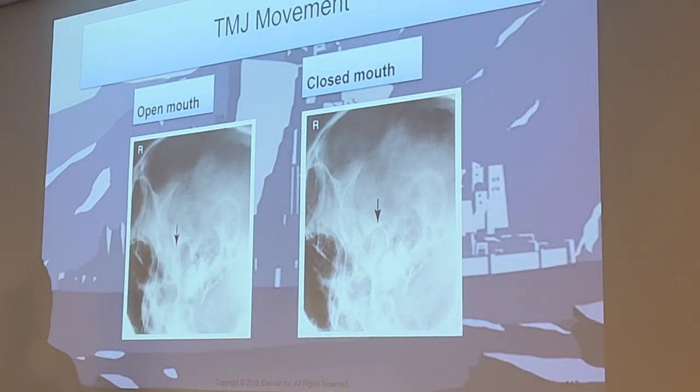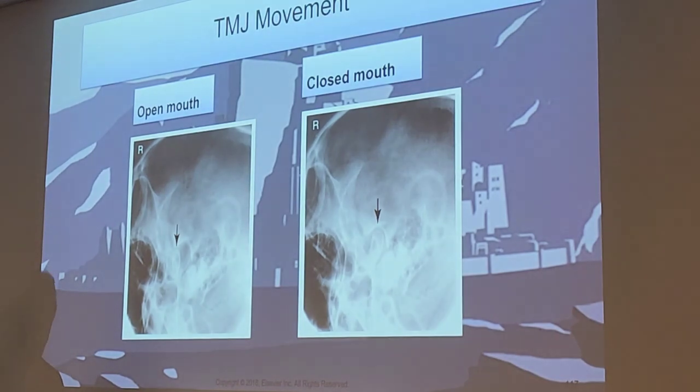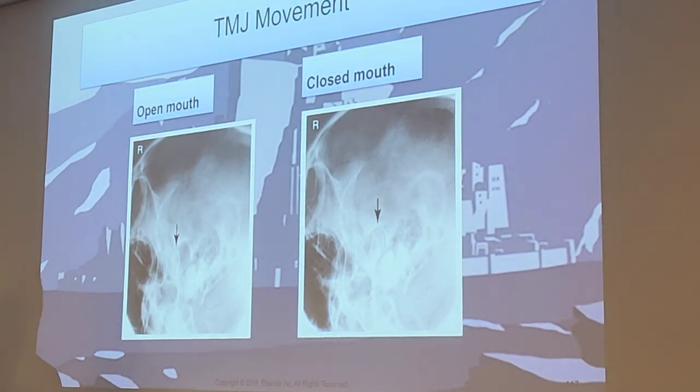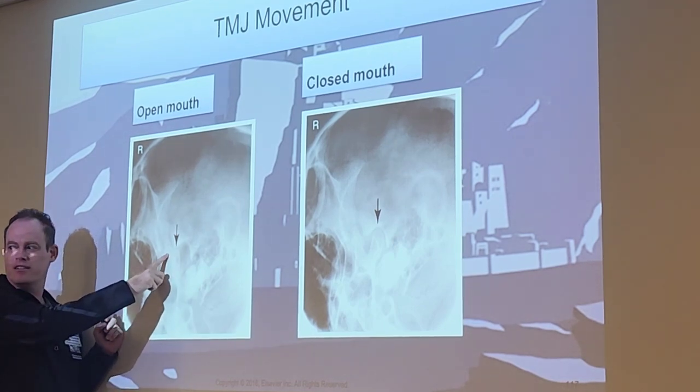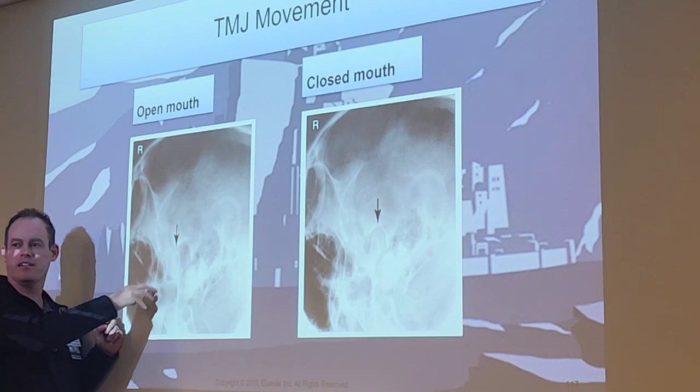And then it fits into that fossa when it's closed? Correct. And when it's open, it goes forward, anterior. And what happens with locked jaw is it'll go forward too much and kind of get stuck up here. In that corner? In that little corner, yeah.